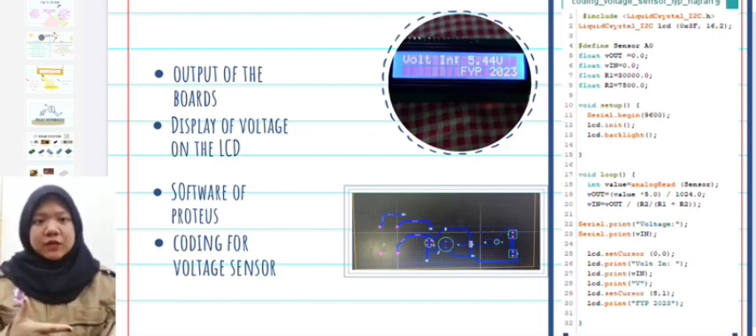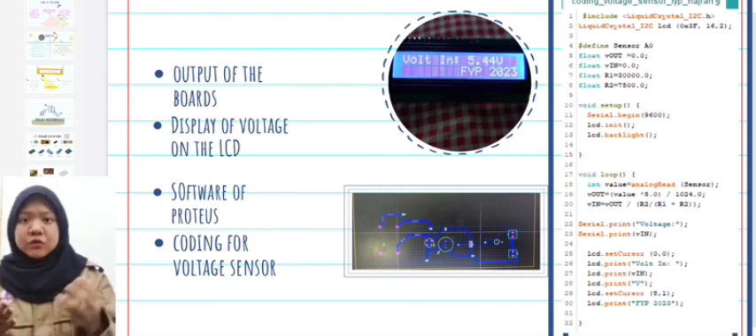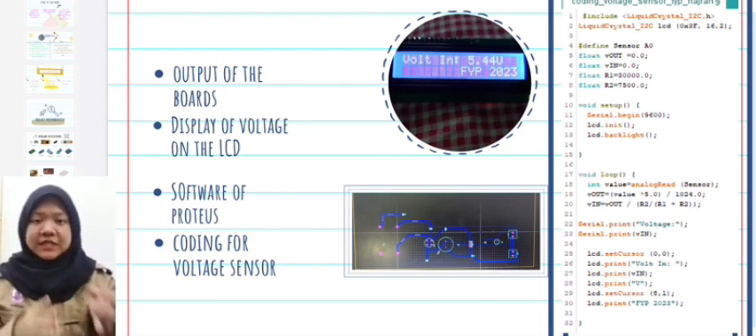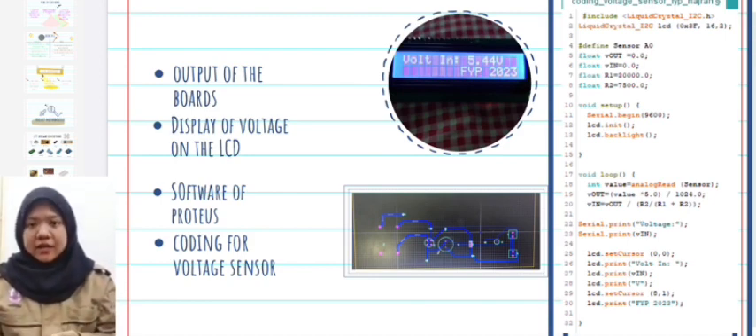Next is the software that we use to design before getting the PCB board in our hands. Lastly is my coding for the voltage sensor that I used to connect to the Arduino Nano and to achieve the LCD output display.